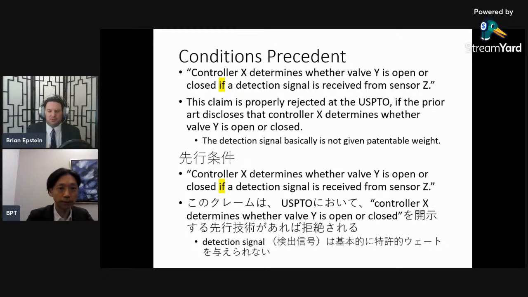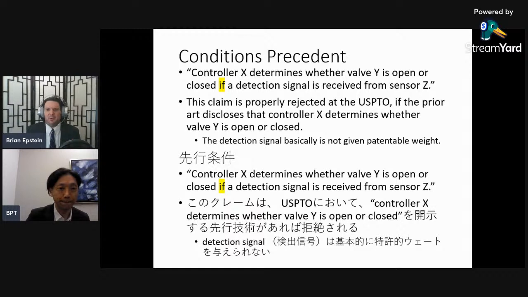So, according to case law, this claim is properly rejected at the USPTO if the prior art discloses that controller X determines whether valve Y is open or closed. They're not looking at this portion, they're not necessarily looking at this portion about receiving the detection signal. And so basically, the detection signal is not given patentable weight.